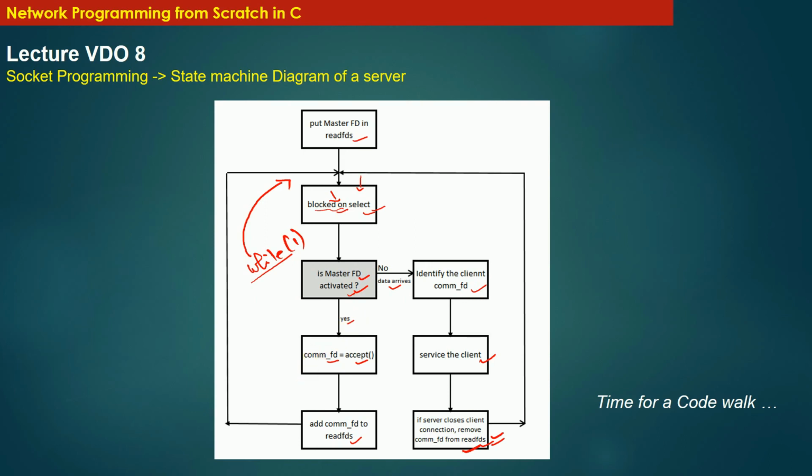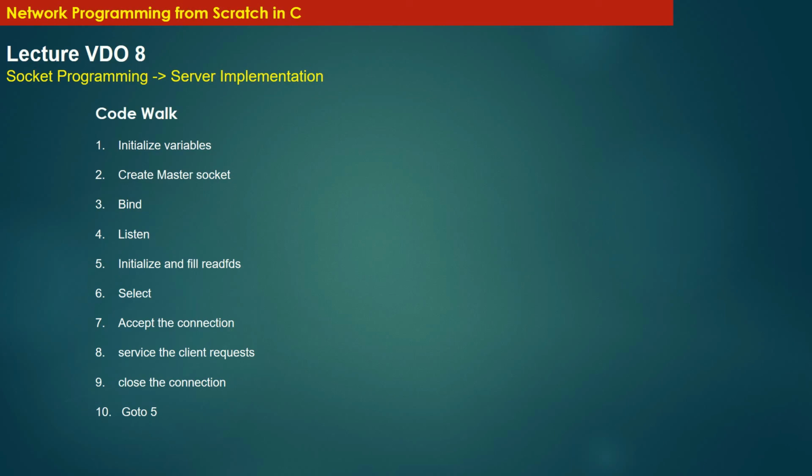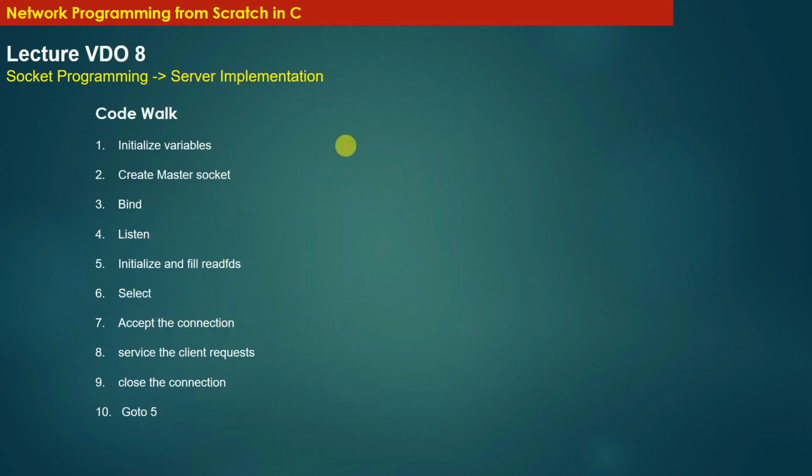Right? So now we will discuss all these mechanisms, all these flowcharts, and all these server cycles with the help of our actual code walkthrough. Then things will be more clear to you. So how to implement a TCP server? You have to follow these 10 steps to implement any TCP server. These are the generic steps, and these steps have to be followed in order to implement a TCP server. So let us have a code walkthrough and go through all these steps.